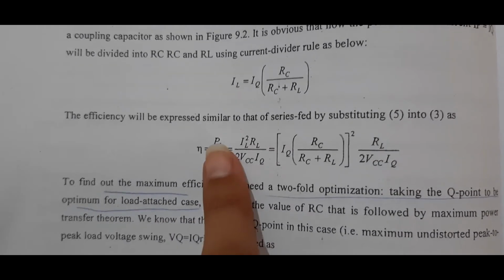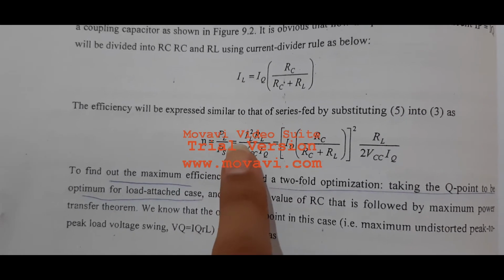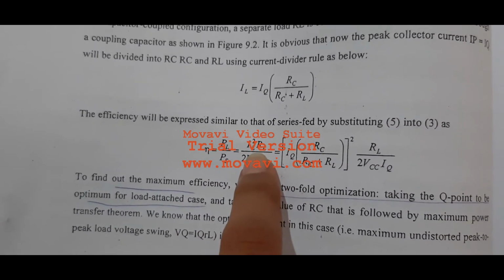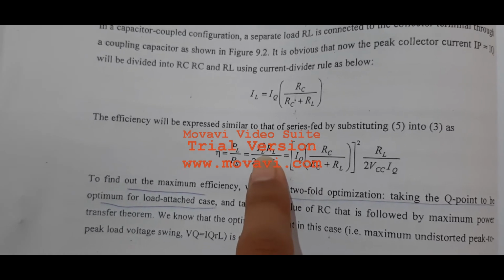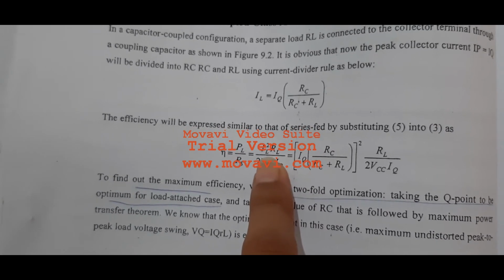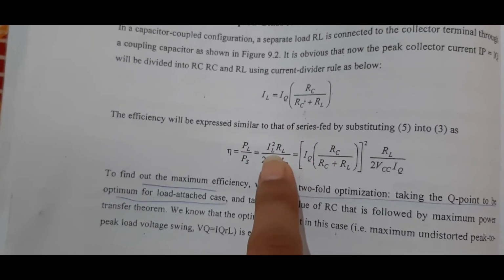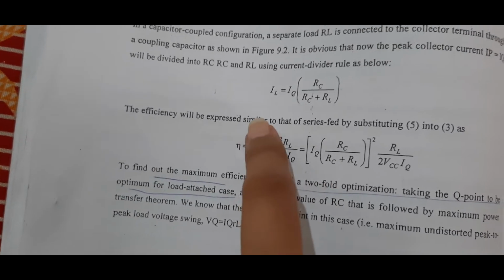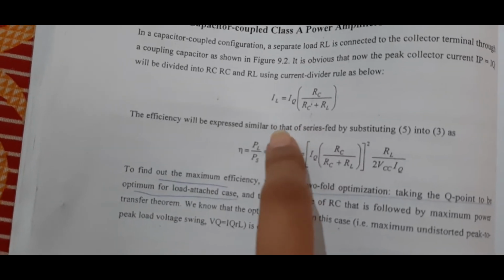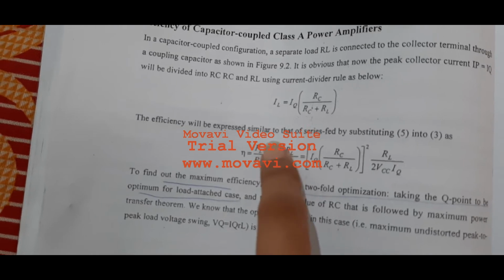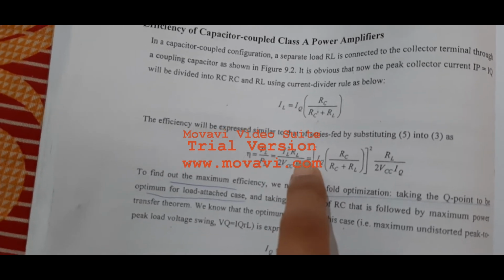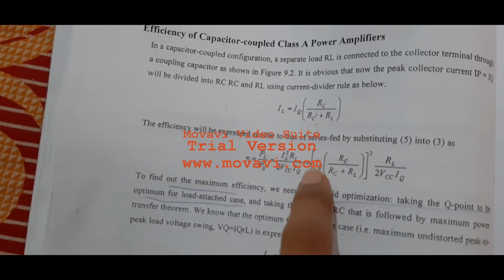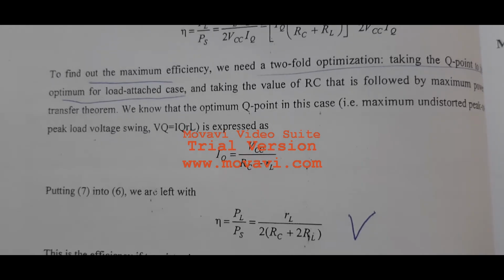Efficiency will be the same as given by the previous formula, but the difference here is IL. IL is the AC current delivered to the RL load, which is separately connected through the coupling capacitor, and the rest of the terms are the same. This is the difference of RL and IL. Here RL is the separate load resistance and IL is the current flowing through it.